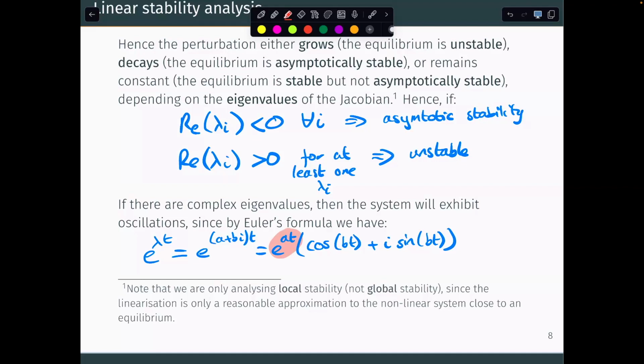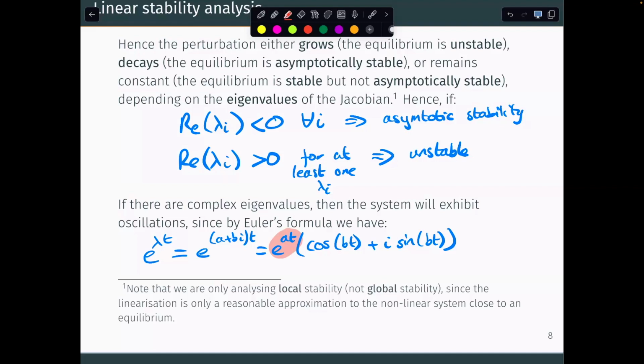I mentioned also about this being local stability. Remember, not global stability. This can be a bit of an issue if you have multiple equilibria. If you have multiple equilibria, you don't necessarily know where you're going to. This doesn't tell you about the basins of attraction, right? It doesn't tell you how close you actually need to be.